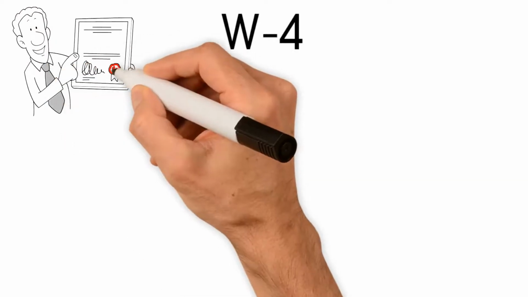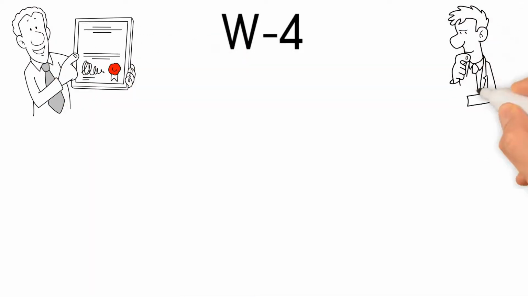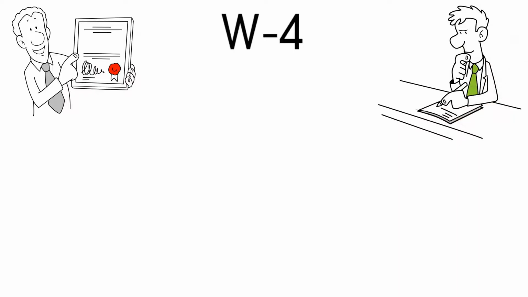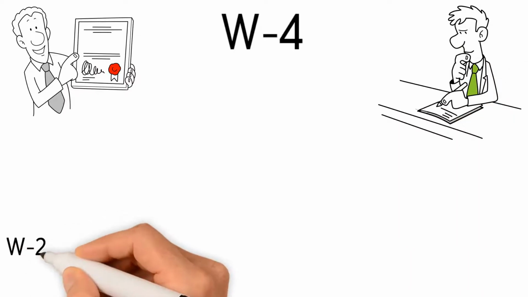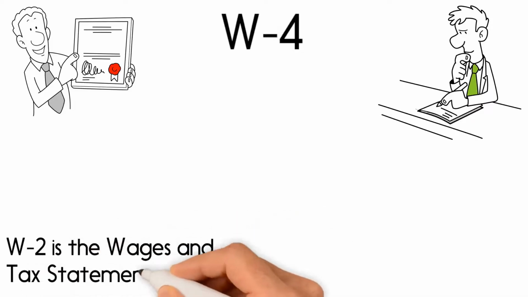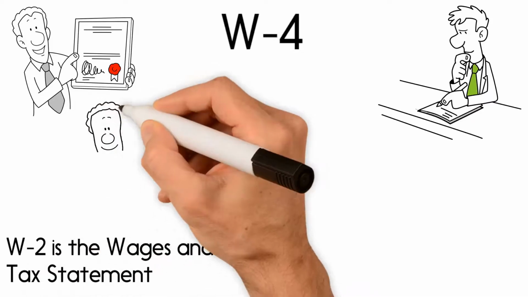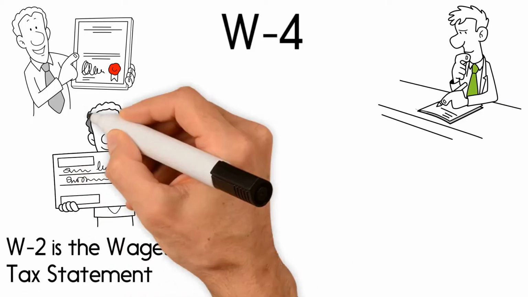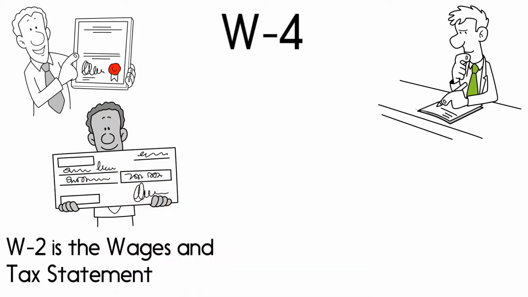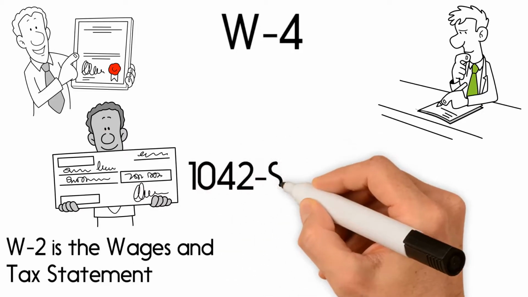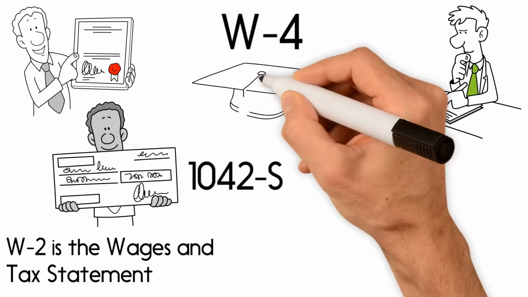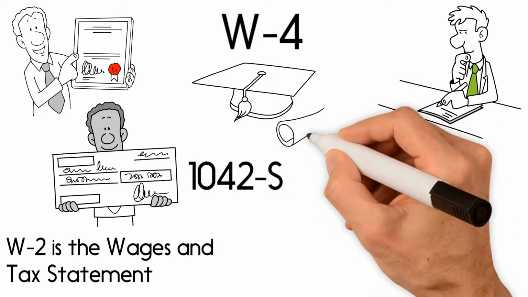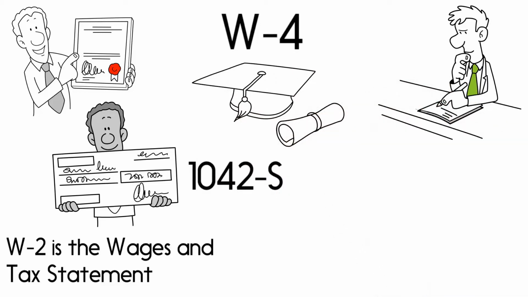W-4. This is the employee's withholding certificate. This form is filled out by the employee and it tells the employer how much taxes to withhold from the employee's paycheck. A W-2 is the wages and tax statement. This form reports the employee's annual wages and the amount of taxes withheld from a paycheck. 1042-S is used to report compensation in the form of scholarship. One example being a resident advisor, RA.